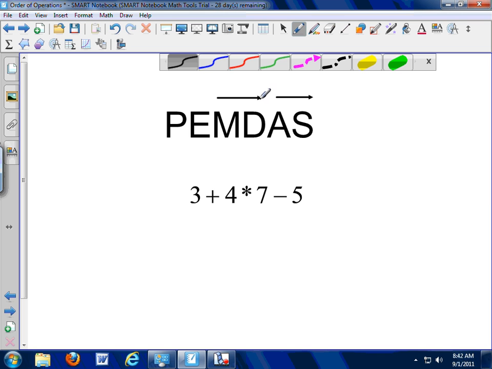I put the little arrows over multiplication and division and addition and subtraction because you do multiplication and division as you come to them from left to right. If you come to a division problem first, you do that first. If you come to a multiplication, you do that first. You get rid of all your multiplication and division stuff before you move on to addition and subtraction. Okay? So just a real simple problem.